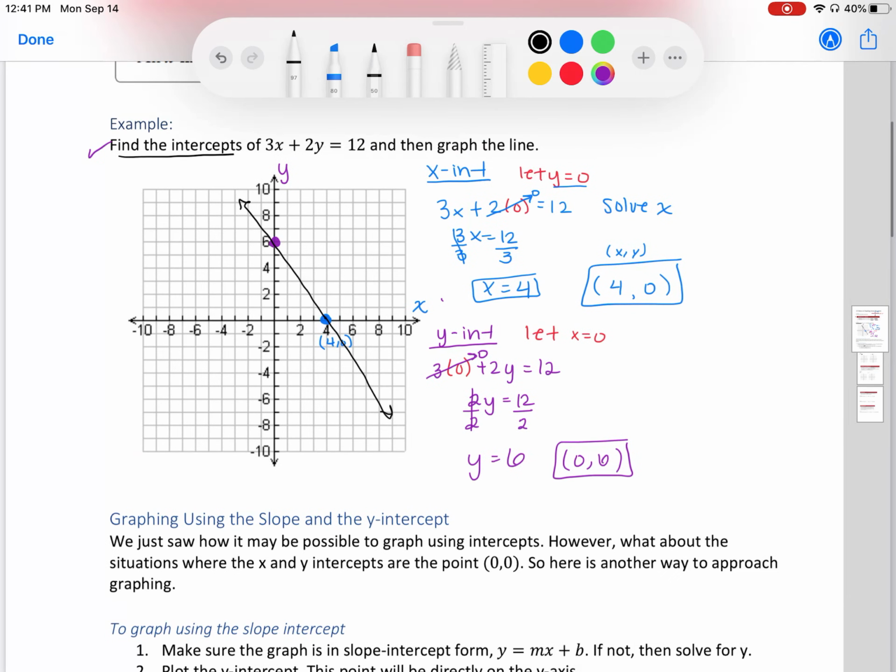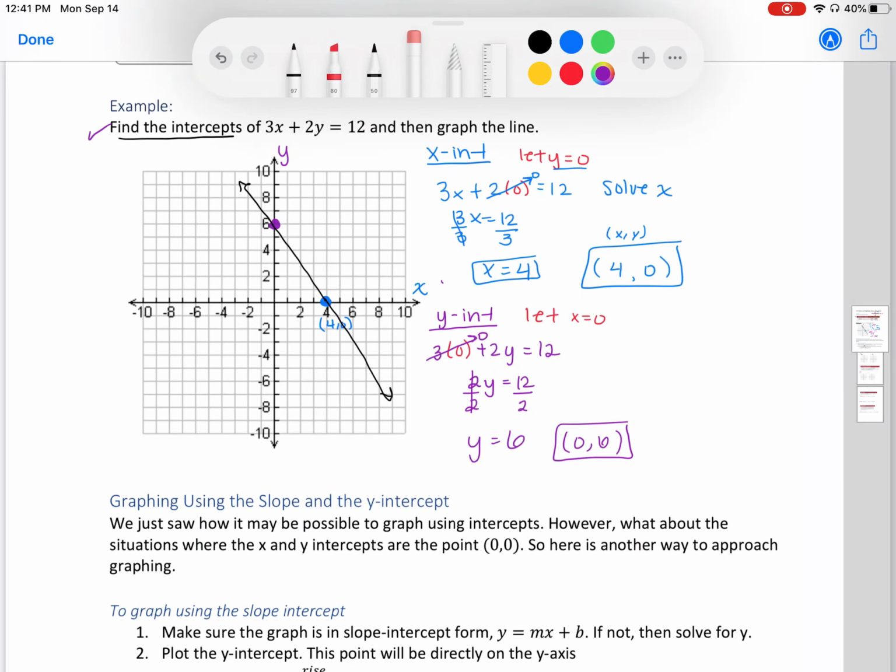Before moving forward, this is a great way to graph. The only hiccup is, what if my x-intercept and my y-intercept are both 0? I don't have any other point to use to graph. So that's the only downfall of using intercepts. But other than that, it's pretty fun.